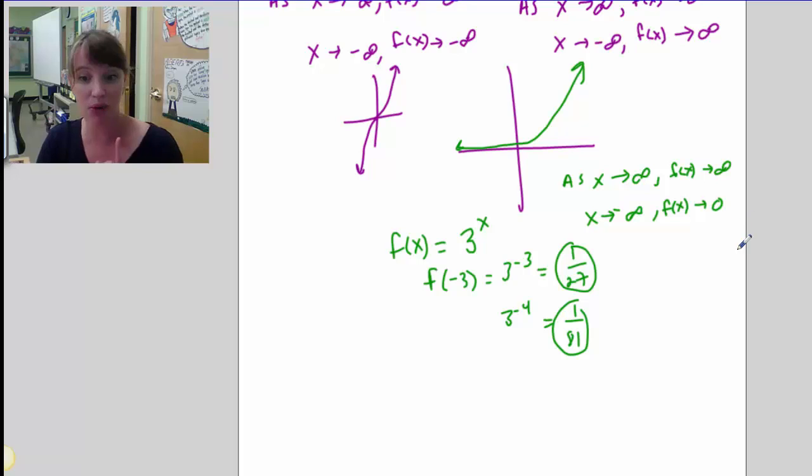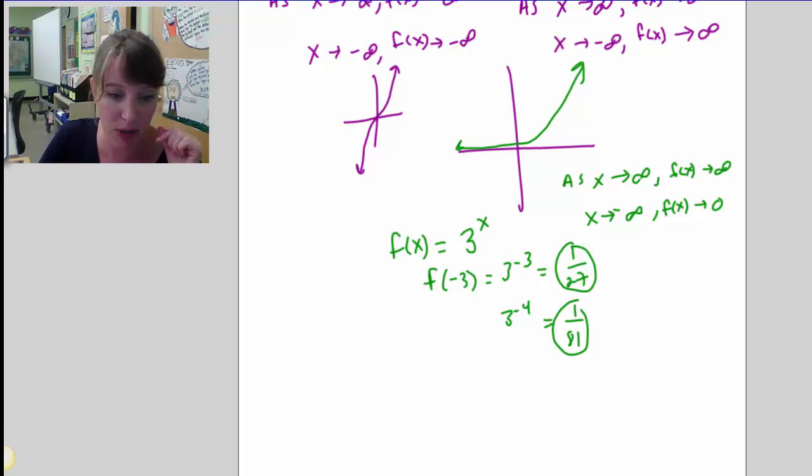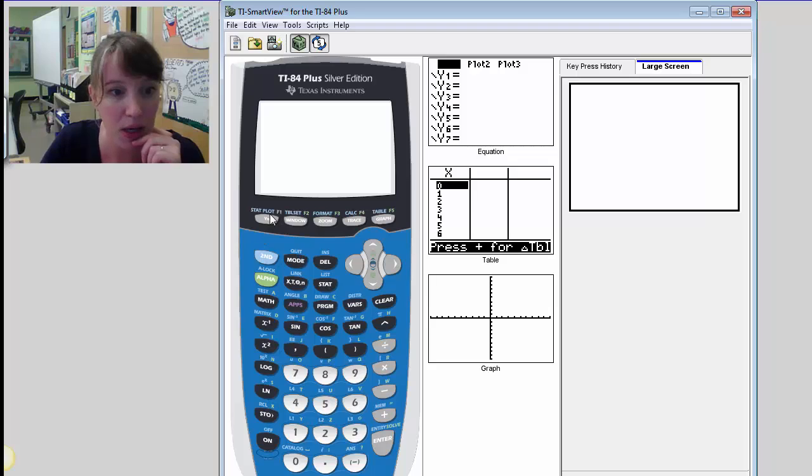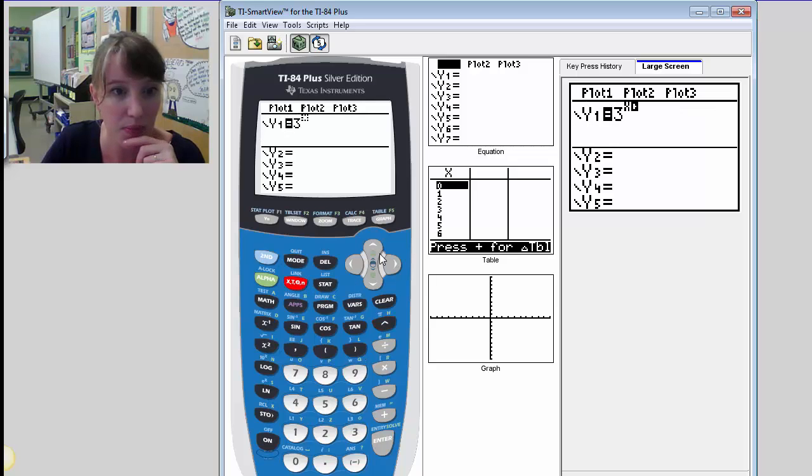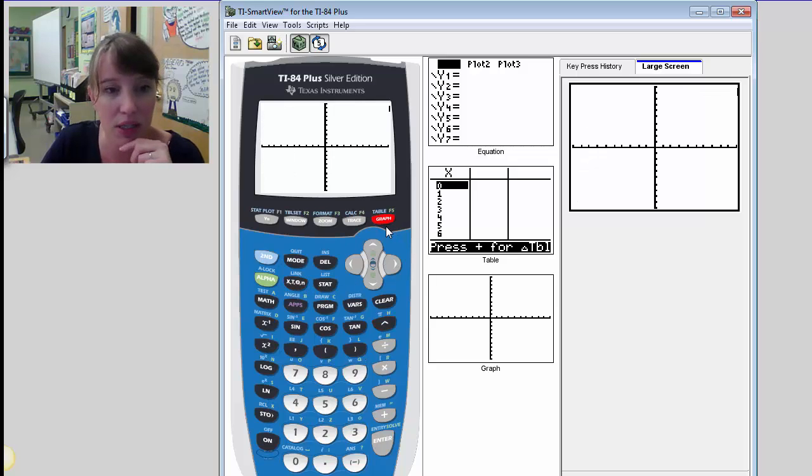So this is the first time we've really seen this, that the function itself starts to get smaller and smaller and smaller, and it gets into values that are closer and closer to 0. So if we graph this on a graphing calculator, if we graph 3 to the x right here, let me just illustrate this.